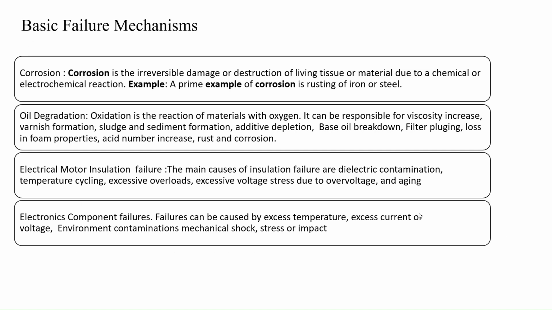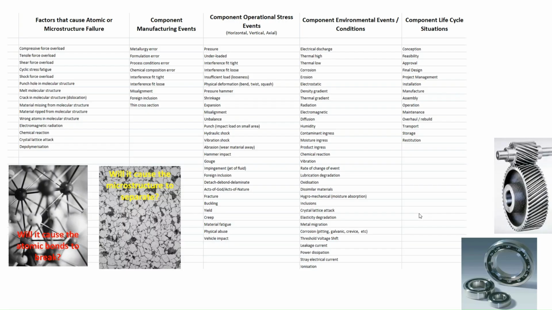Electrical motor insulation failure. The main causes of insulation failure are dielectric contamination, temperature cycling, excessive overloads, excessive voltage stress due to overvoltage, and aging. Electronics component failures. Failures can be caused by excess temperature, excess current or voltage, environmental contamination, mechanical shock, stress, or impact. Here, you can explore the key factors and events that contribute to component failures, categorized by their underlying causes.